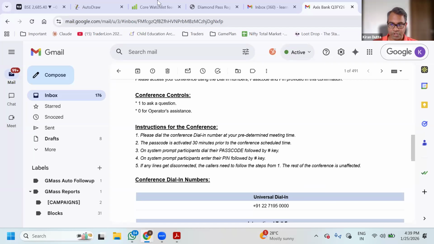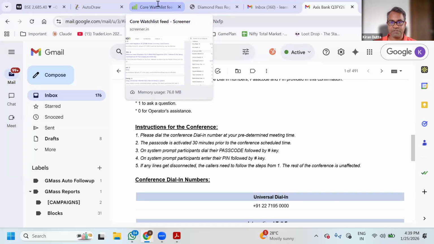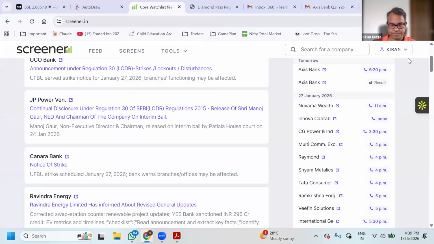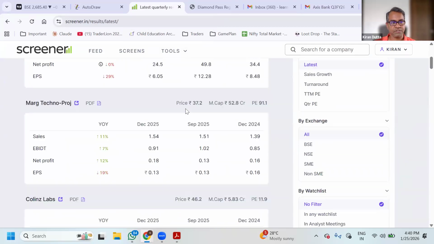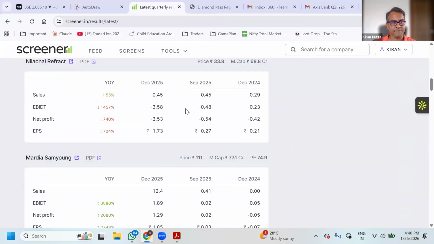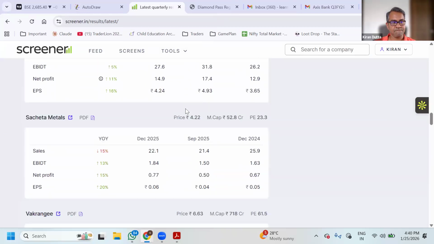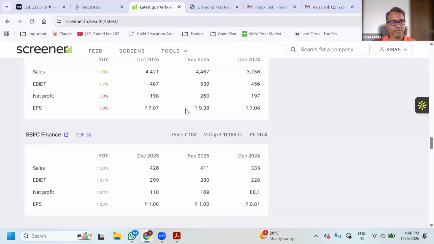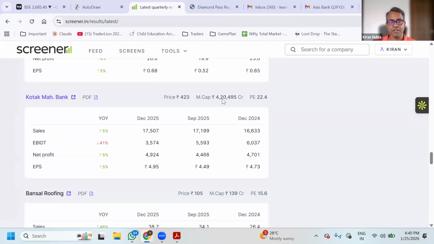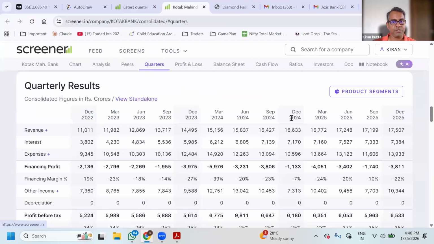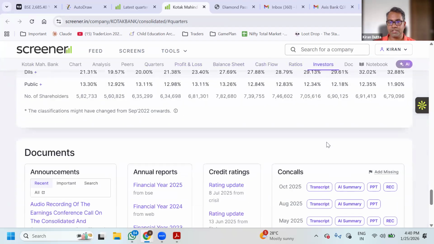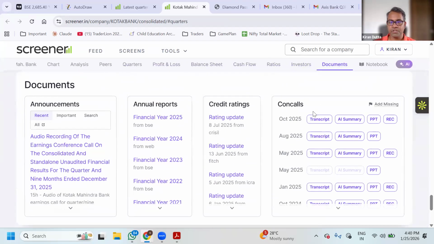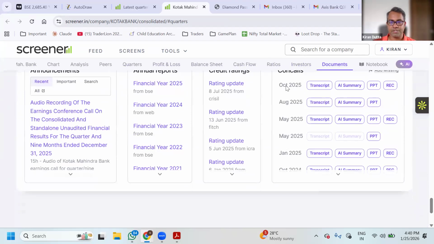Now, even if you're not able to attend, the best part about Screener as a website is this. Let's go to previous earnings here. Let's go through Nifty 50, anything. Kotak Mahindra Bank, right? You can click on Kotak Mahindra Bank. If you scroll all the way down, you will see here, concalls. The transcript isn't there yet. Here you will find a couple of things, right?